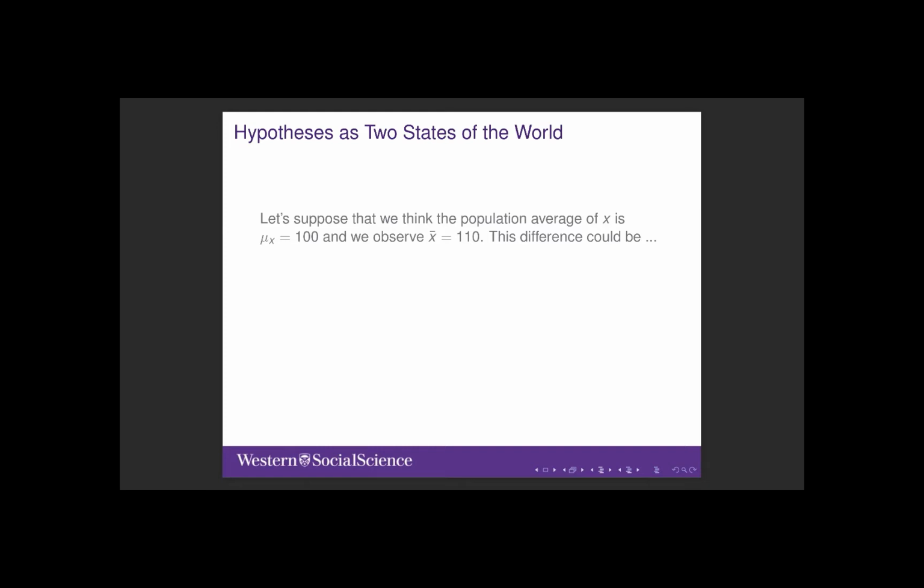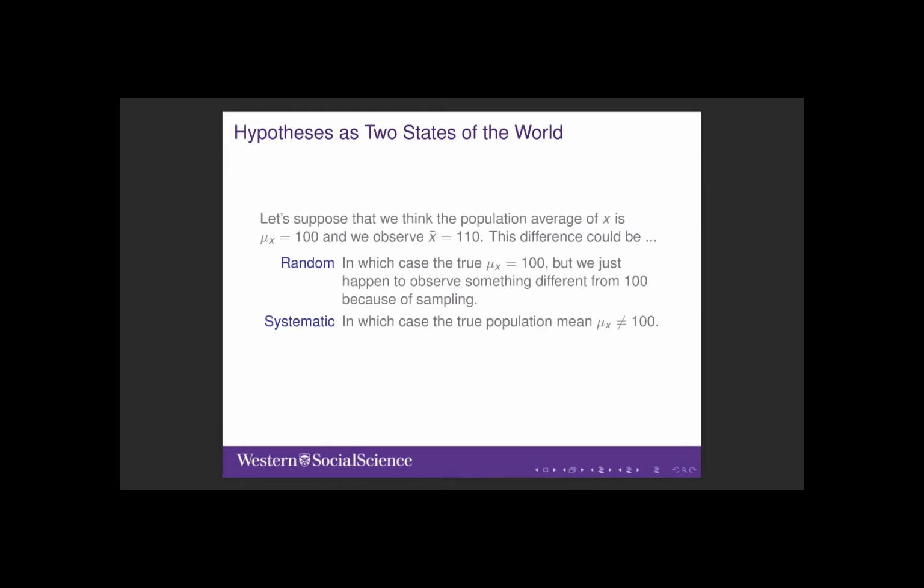Suppose that the null is that the population mean is equal to 100. If we observe a sample mean that is 110, the difference could be a function of two different things. First, that difference could just be random. It could be that we happened to get a sample that had a mean that was different from the true population value. And if we drew another sample of the same size from our population, we might not be confident that we would get something that looked similar to 110.